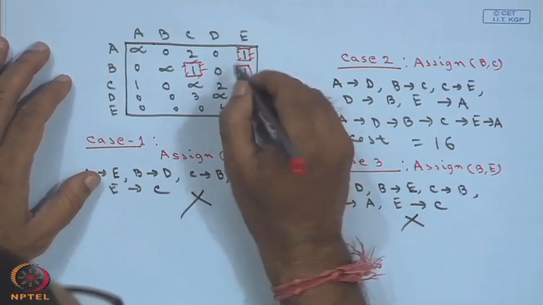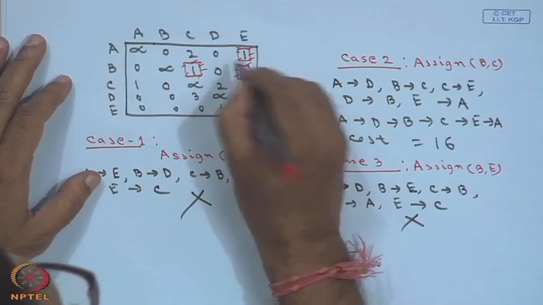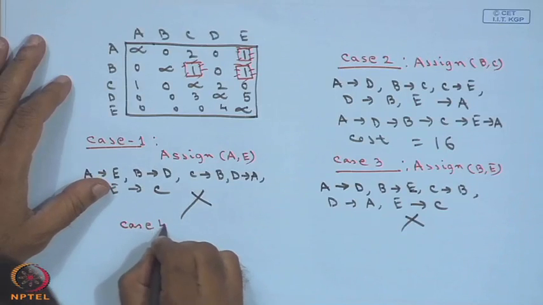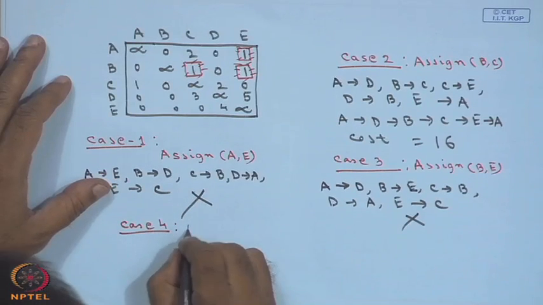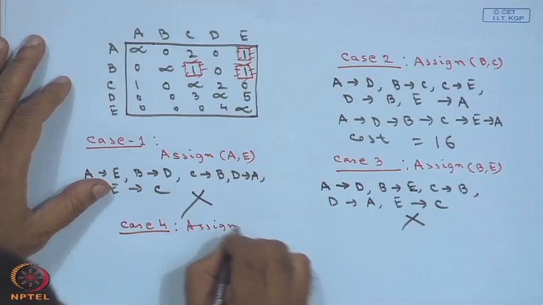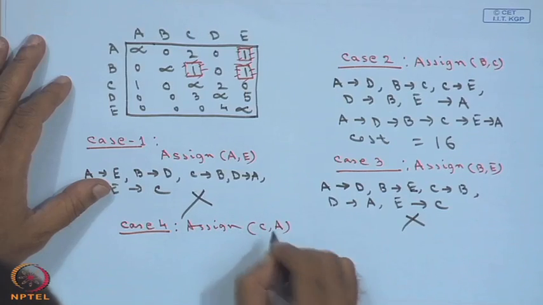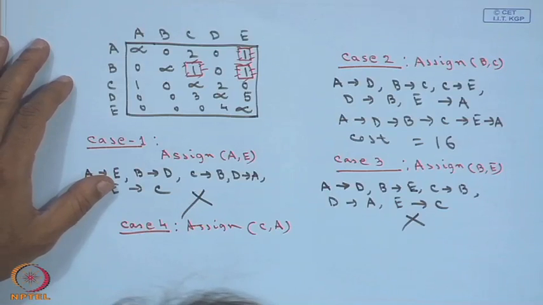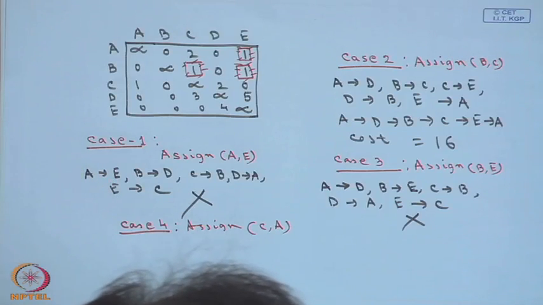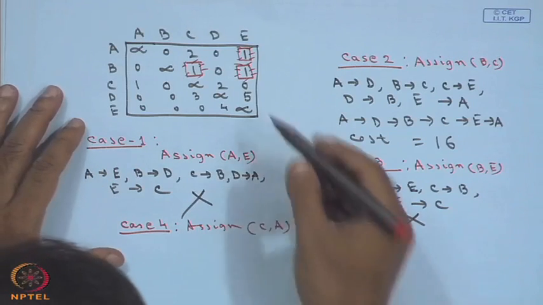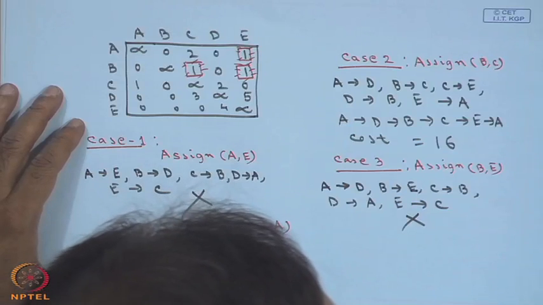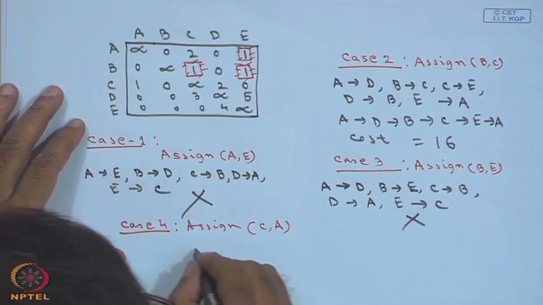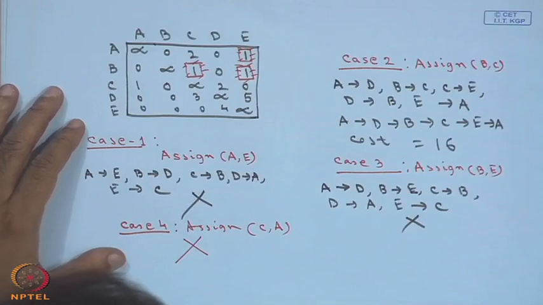So, now the other minimum one is there, that is this one. So, your case 4 you have to take now. In case 4 you assign C A. In assigning C A, what will you obtain? In this case also, if you see the assignment for C to A and all others, you will find that you are not getting the optimum solution.